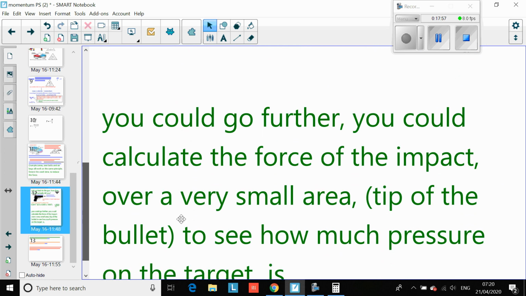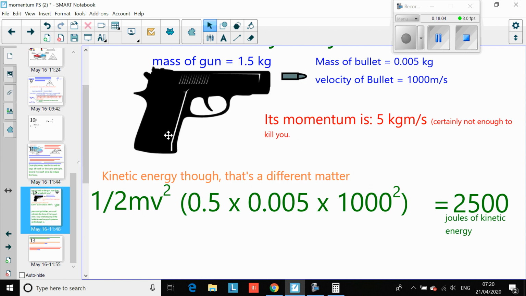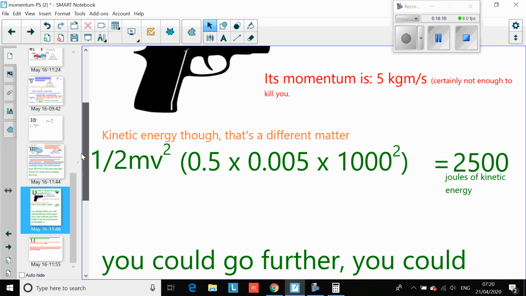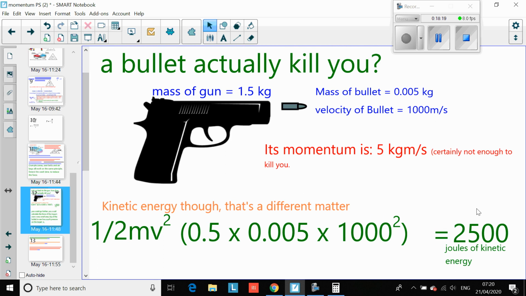Okay, and you can go further with this. If you calculate the force of the impact over a very small area, say for example the tip of the bullet there, you can see how much pressure is on the target, because the pressure over a very small area means it will basically rip through anything. Okay, so that is how the bullet essentially does the damage. It's the kinetic energy of the bullet, not its momentum, that actually hurts you.